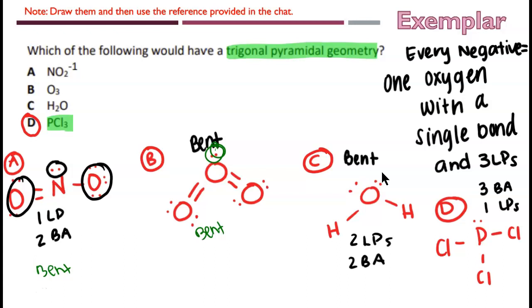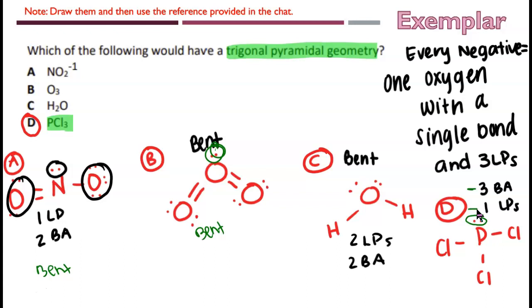And if you look at D here, it has 3 bonded atoms, right? Because there's 3 chlorines and only 1 lone pair. This lone pair here. So that means its steric number is 4, because there's 4 regions of repulsion. And then if we move on here, it has 3 atoms attached, because there's 3 chlorines. That 1 lone pair means it's trigonal pyramidal. So the answer is D.